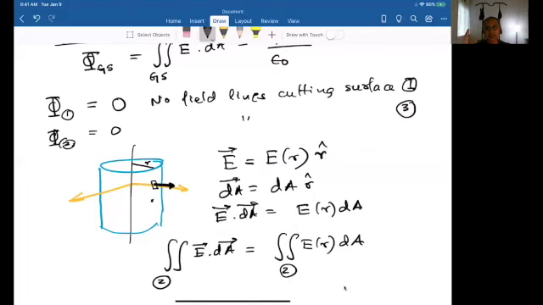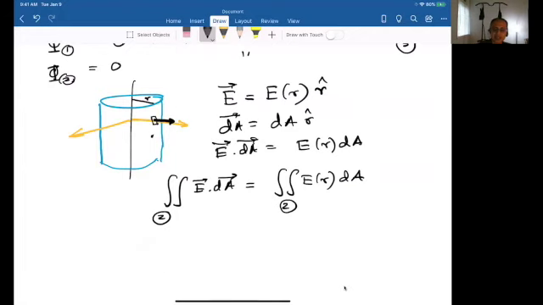On the surface that we are considering, the radius is fixed, right? So the radius is fixed at r, which means that we can simply treat r as a constant because we are considering a cylindrical surface. So E of r is a constant, and I can just pull it out of the integration. So E of r times the surface integral of dA is what we have, right?